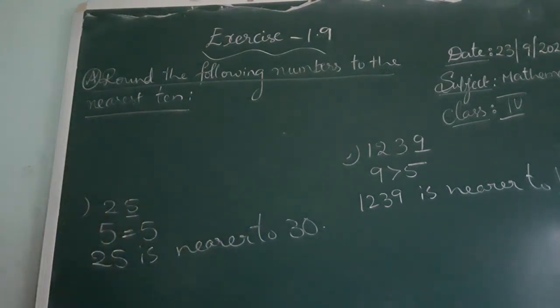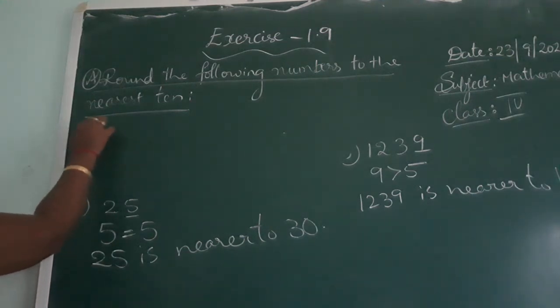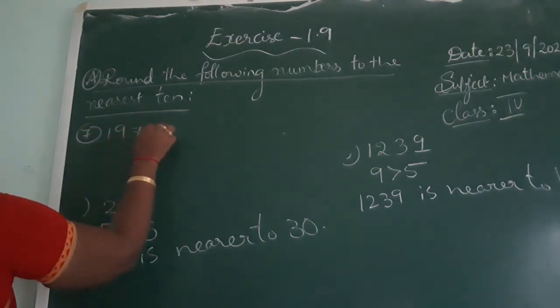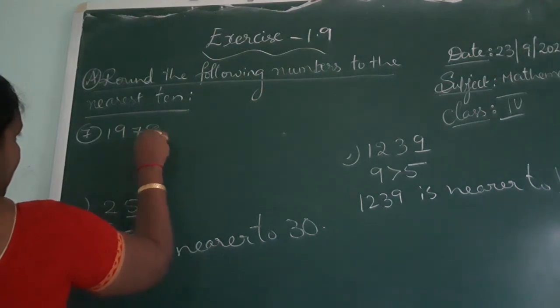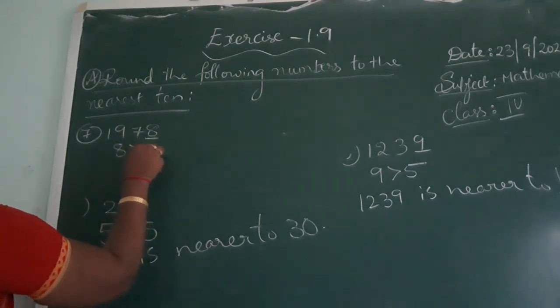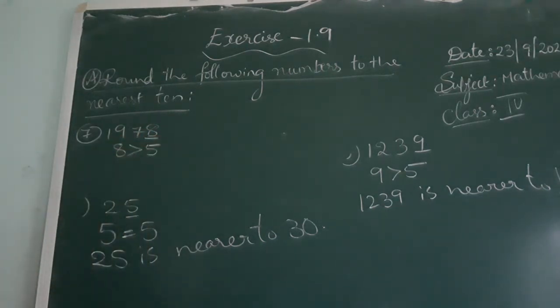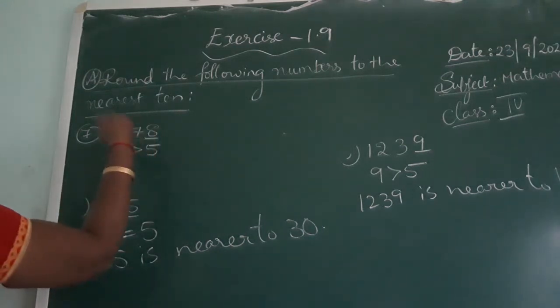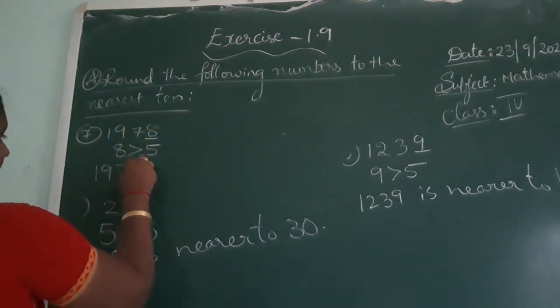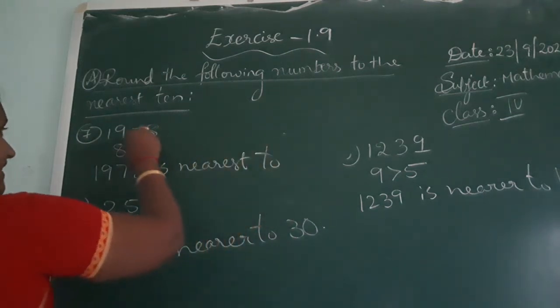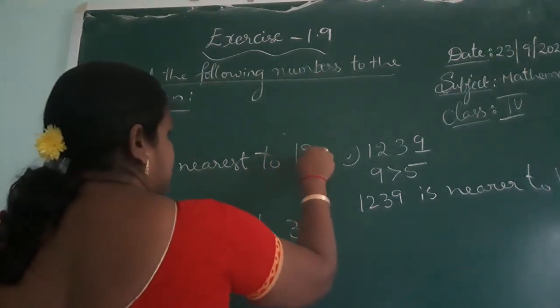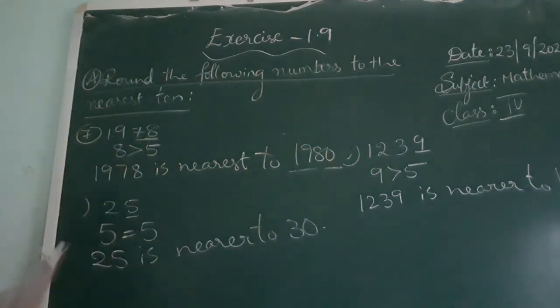Seventh one, 1720. Then 1928. Is 8 more than 5 or less than 5? It's more than 5, so it is always rounded up. So 1928 is nearest to the next 10 after 28, which is 30. Like that you will write. See the next one, children.